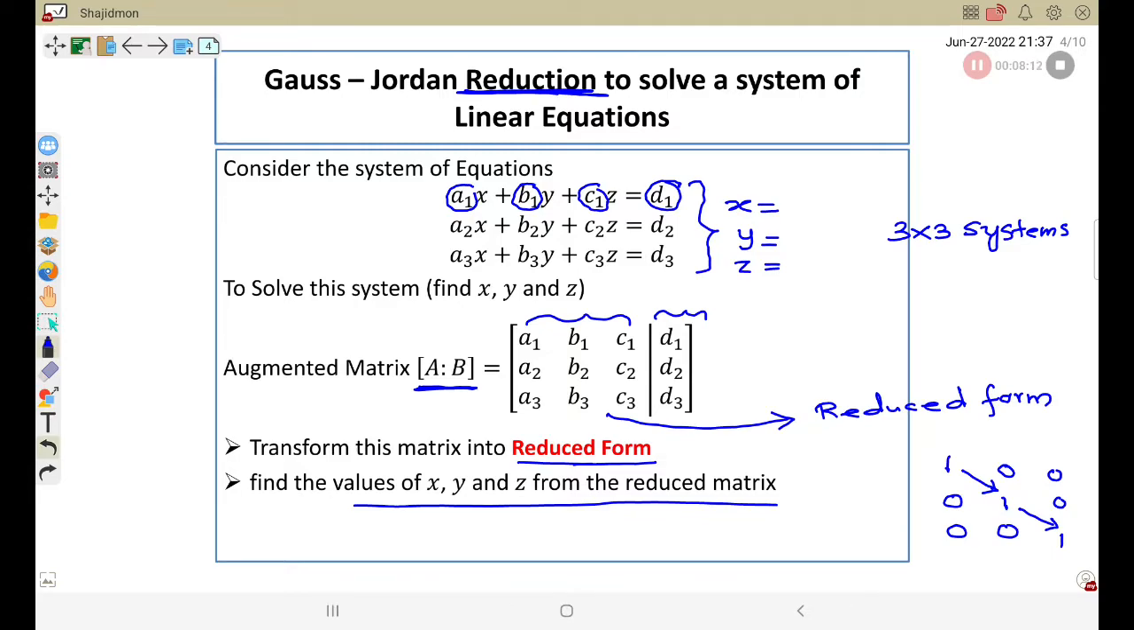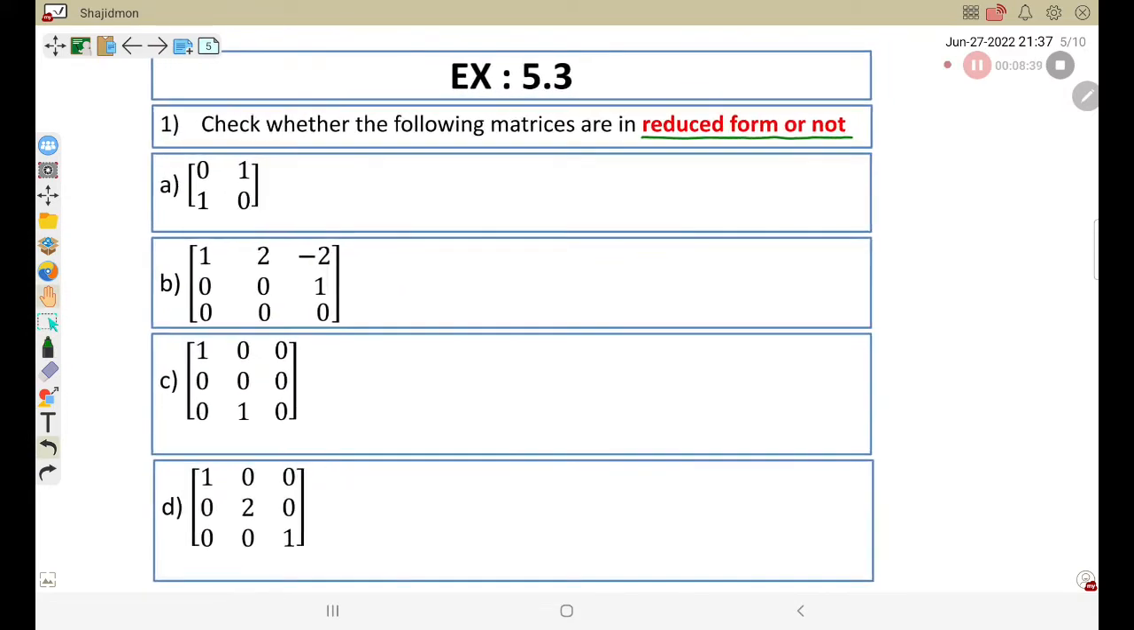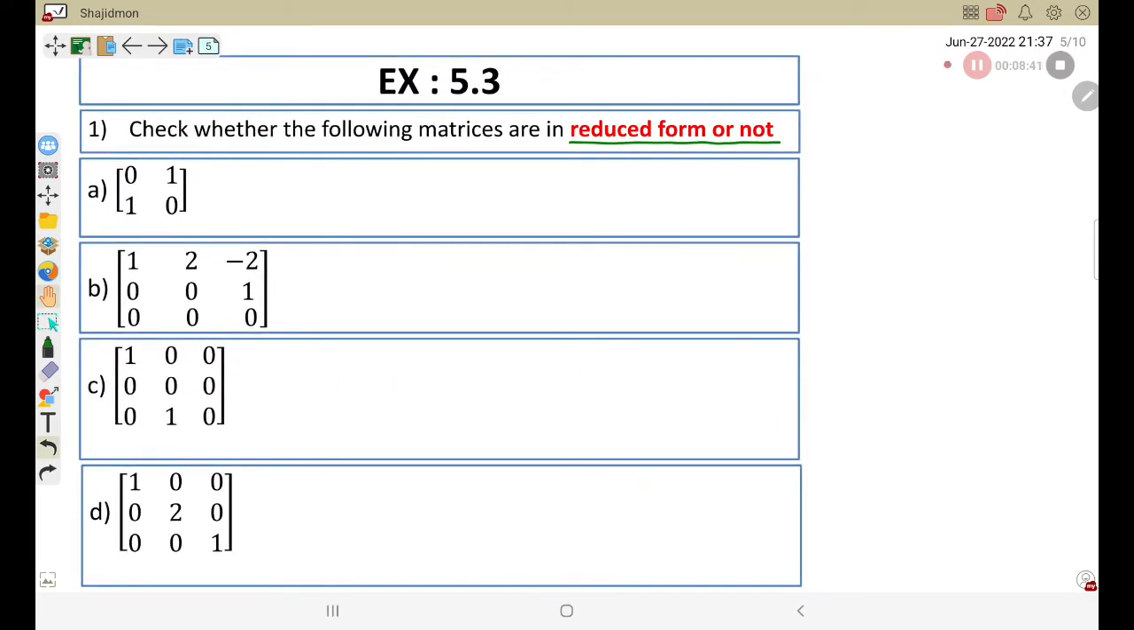I am not going into much theory, as we already discussed it in the earlier classes. So let's start the questions. Exercise 5.3, question number 1: check whether the following matrices are in reduced form or not. We only need to check reduced form or not, and if it is not reduced form, we can tell which number is wrong.